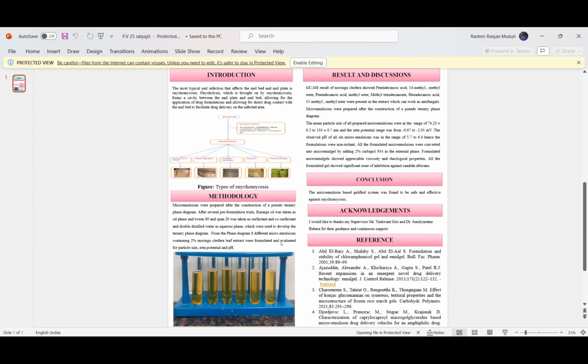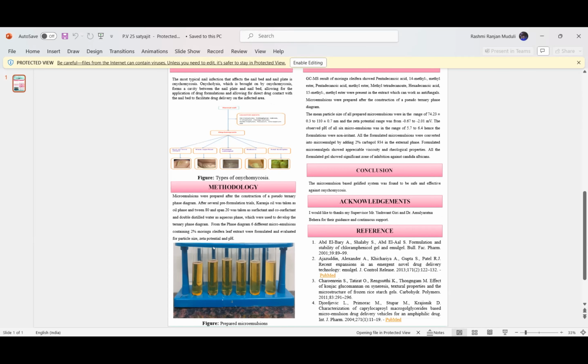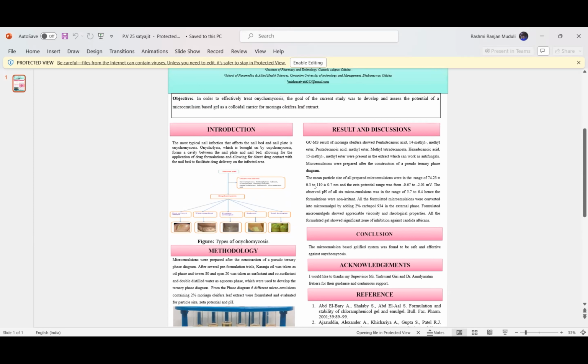The herbal leaf extract microemulsions were formulated and evaluated for particle size, zeta potential and pH. In the GC-MS results, Moringa oleifera showed pentadecanoic acid, methanolic compounds, pentadecanoic methyl ester, methyl tetracosanoate and hexacosanoic acid methyl ester present in the extract, which can work as antifungal. The microemulsions were prepared and their construction is shown on the phase diagram.